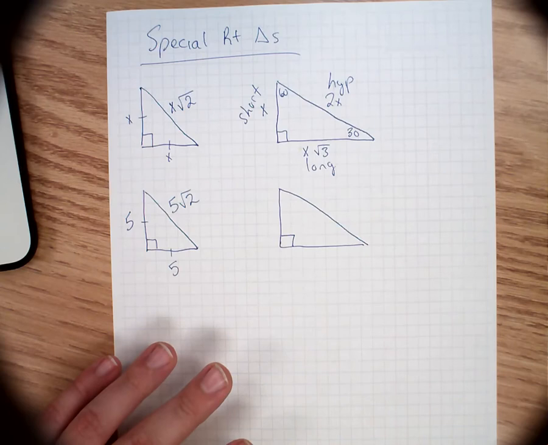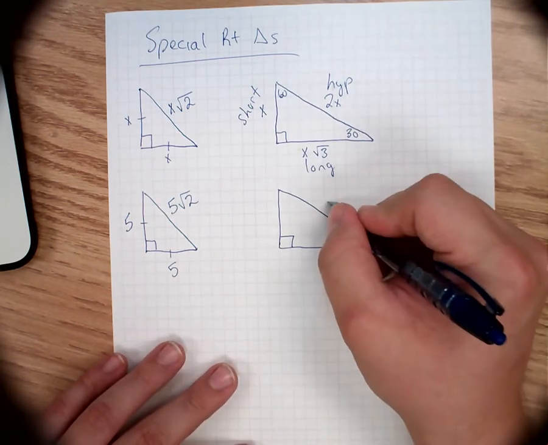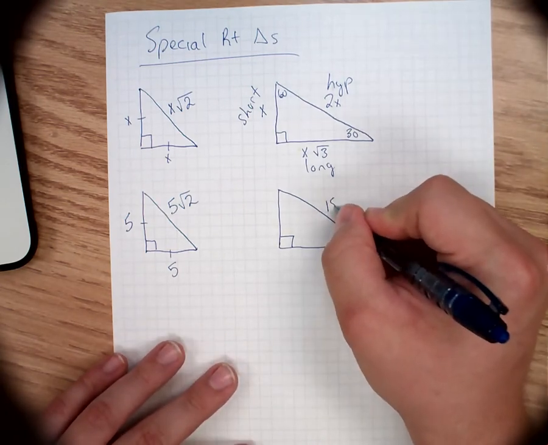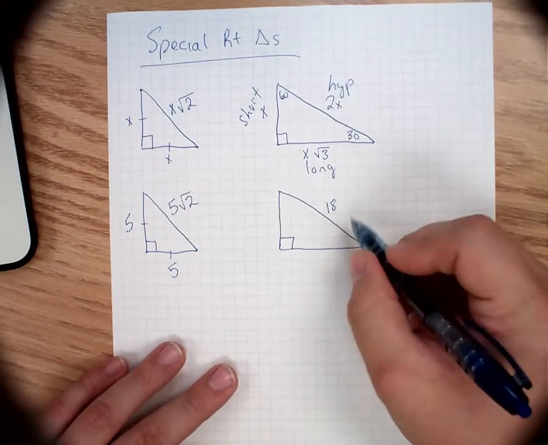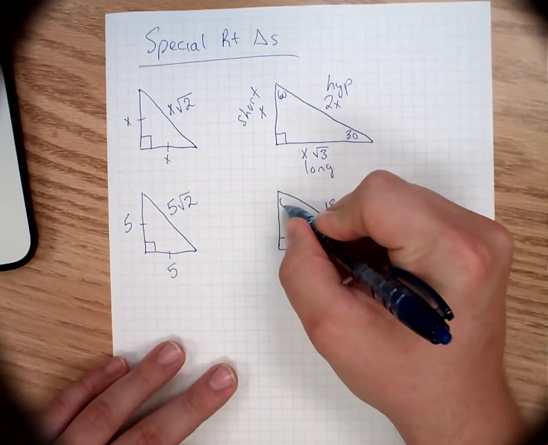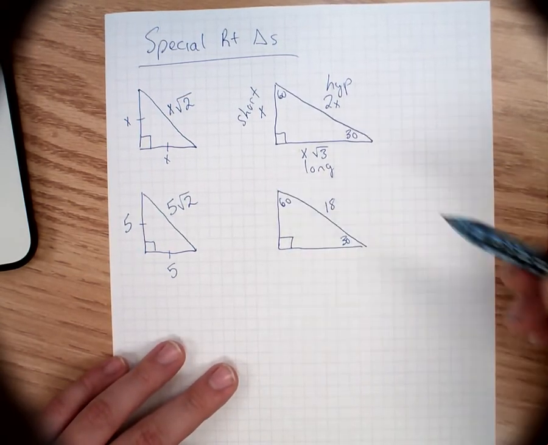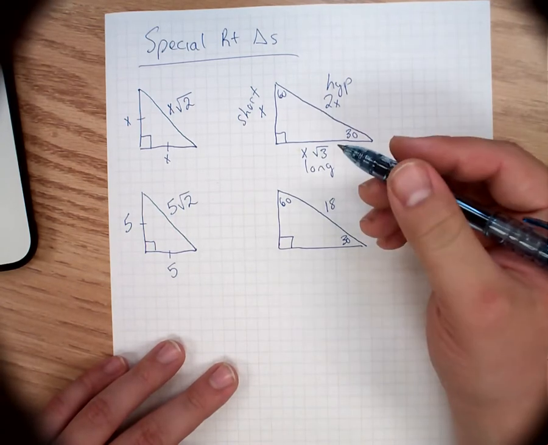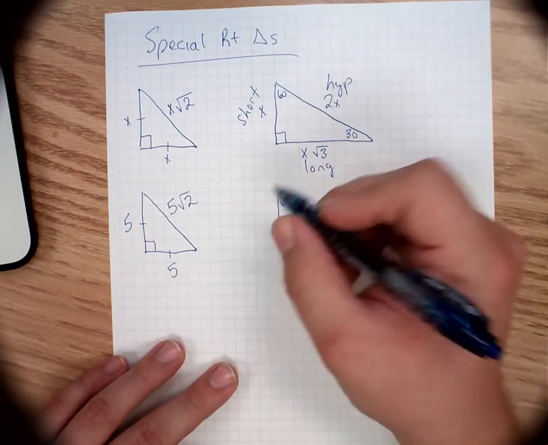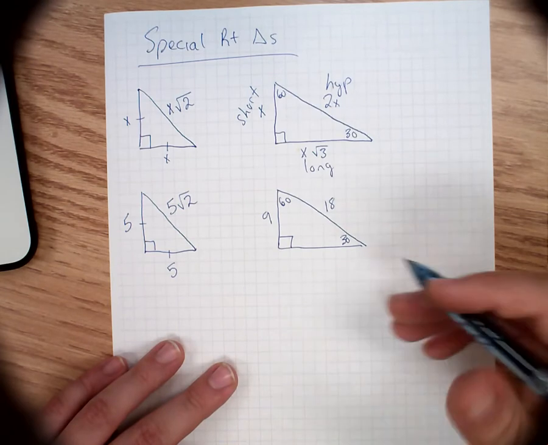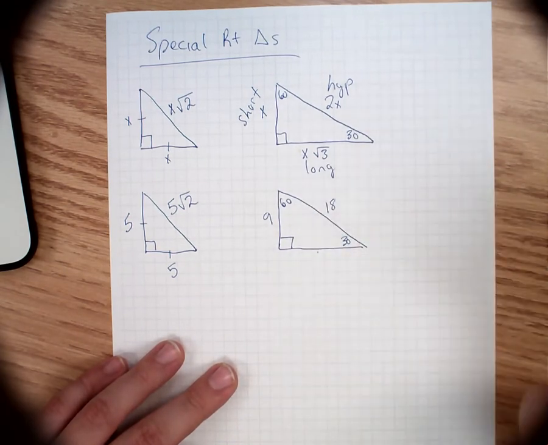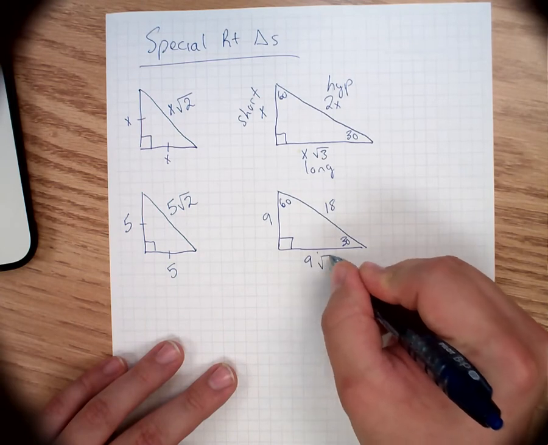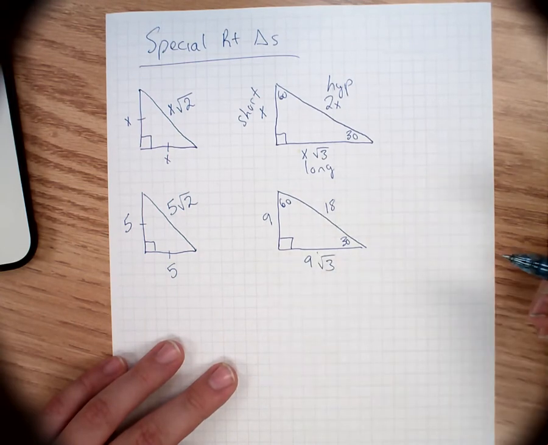So let's see. If I start with the hypotenuse, let's say my hypotenuse is the length of 18. I have to remember that the short side, my short leg, is half of that length, so it would be divided by 2, so that'd be 9. And then my long leg, the side opposite of 60, is going to be my short leg times radical 3, so this will be 9 radical 3.